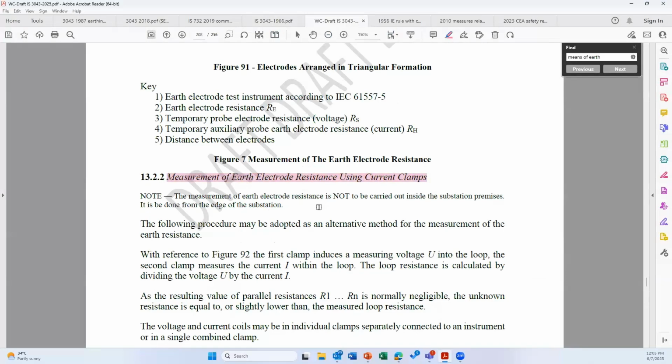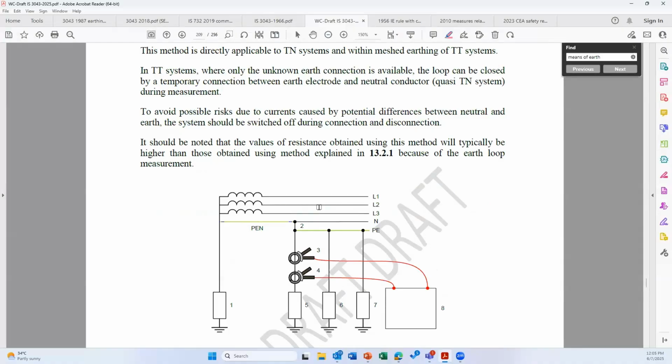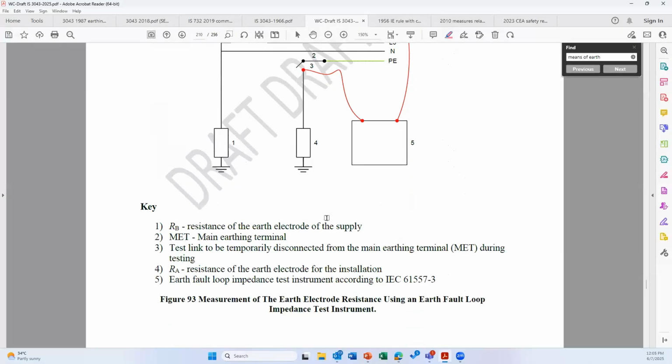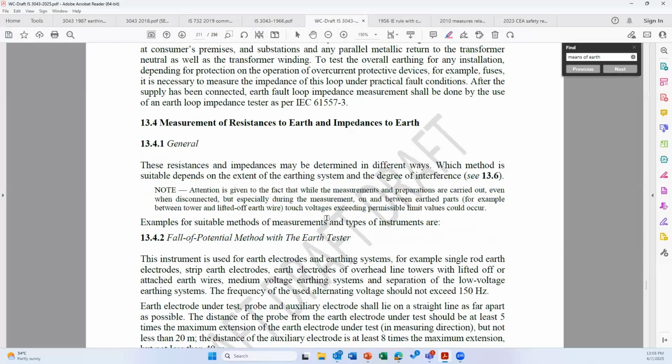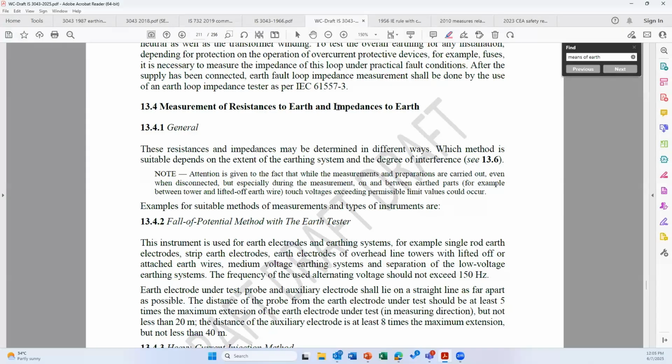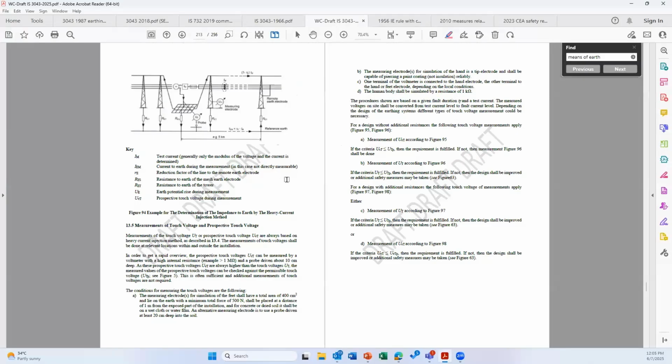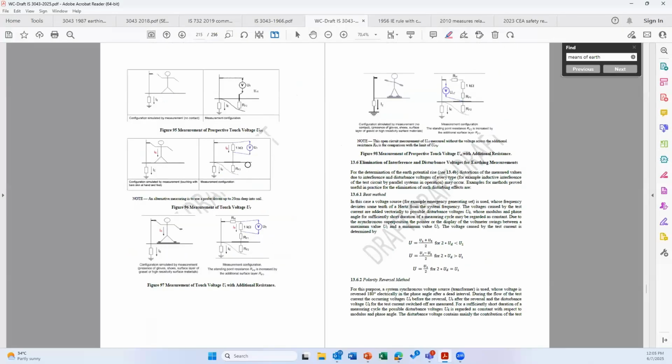The earth electrode resistance measurement using current clamps is included with pictures. The earth electrode resistance measurement with the help of a fault loop impedance meter has been included. Then the measurement of resistance and impedance to earth. This is based on the high current injection method. You have a current injection test kit, and you are injecting a current, and you are trying to find out the touch and step potential. These figures and information are included.